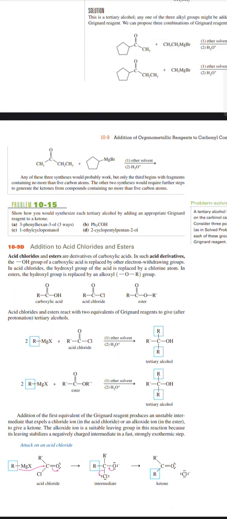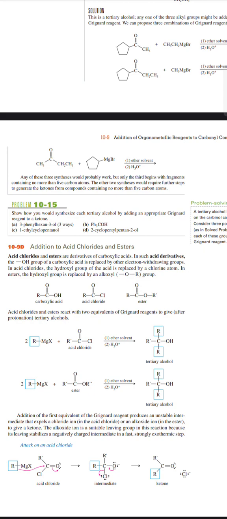Addition to acid chlorides and esters. Acid chlorides and esters are derivatives of carboxylic acid. In such derivatives, the OH group of the carboxylic acid is replaced by another electron withdrawing group. In acid chloride, the hydroxyl group of the acid is replaced by a chlorine atom. In esters, the hydroxyl group is replaced by an alkoxy group.